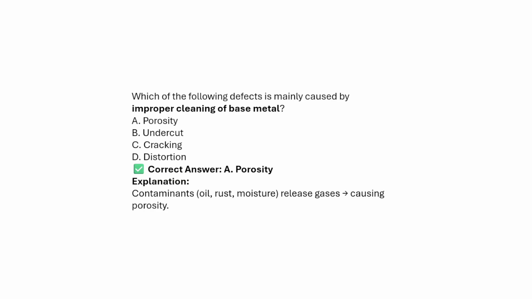Which of the following defects is mainly caused by the improper cleaning of the base material? Option A porosity, option B undercut, option C cracking, option D distortion. The answer will be porosity, because improper cleaning leaves contamination like oil, rust, and moisture that releases gases and causes porosity. Okay.